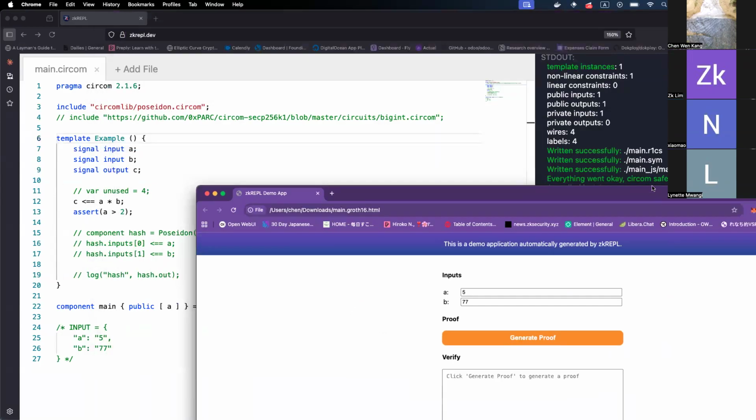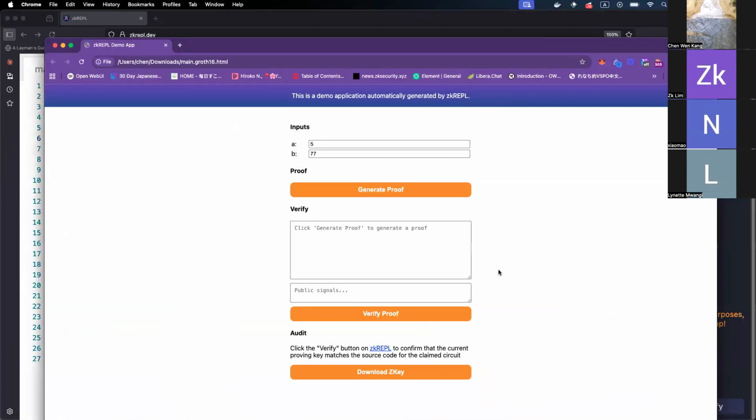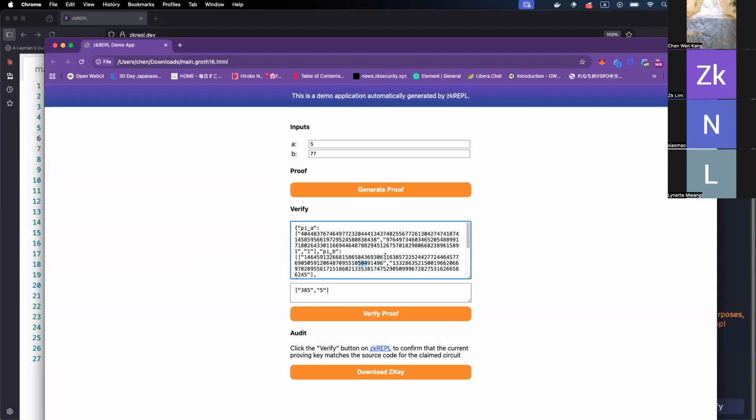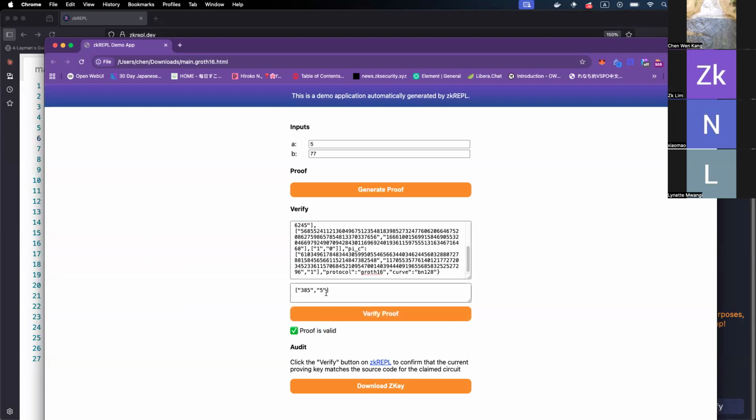In this case, again, this is a demo, right? So you can generate a proof here, and this is a proof. As you can see, it looks like this. And you can verify it. Proof is valid. Let's say we change this. Okay, again, you see 3, 8, 5, and 5, because remember 5 is public, a public input.